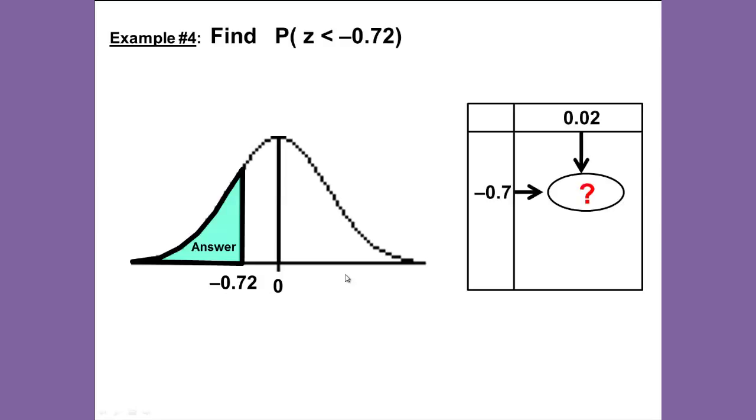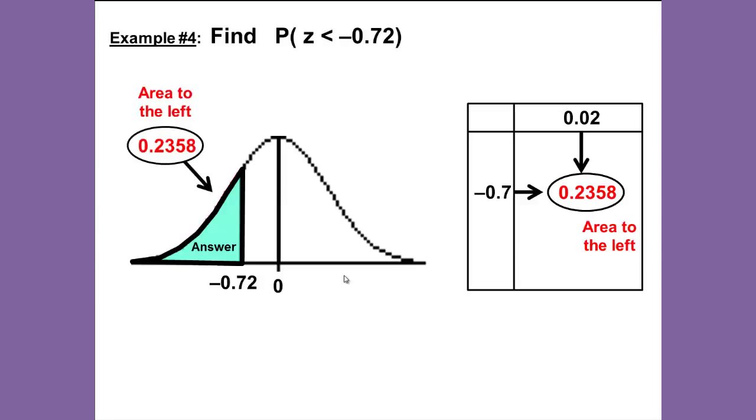And we will look up in the table negative 0.7 and the 0.02, where the row and column intersect, gives us 0.2358, and that is the area to the left. Since we're looking for the area to the left, that gives us 0.2358. Notice in the last two examples that we had less than, we shaded to the left, and we left our table answers as our final answers.